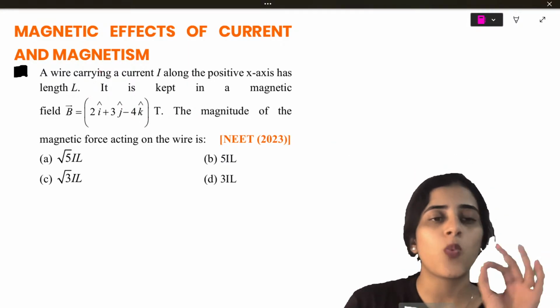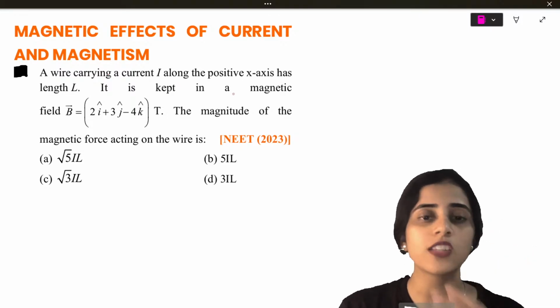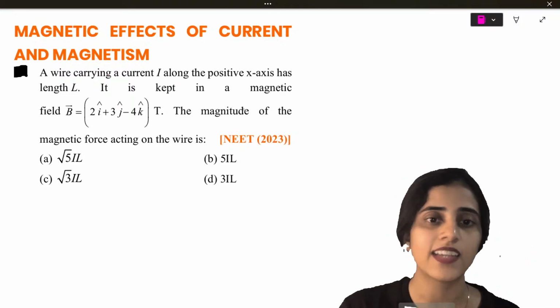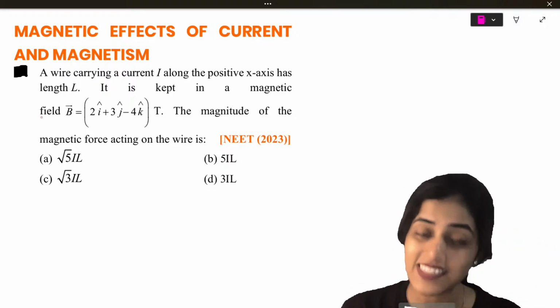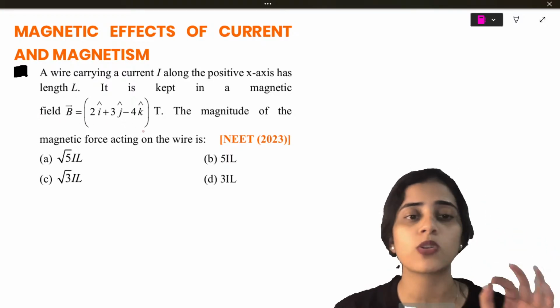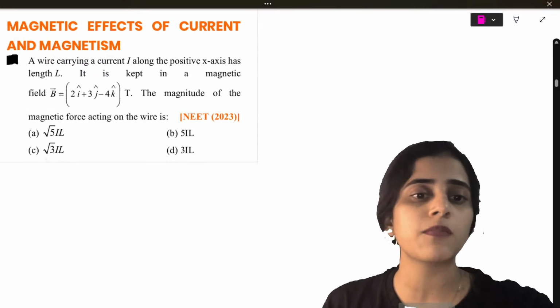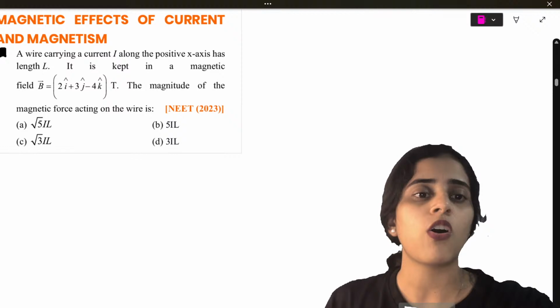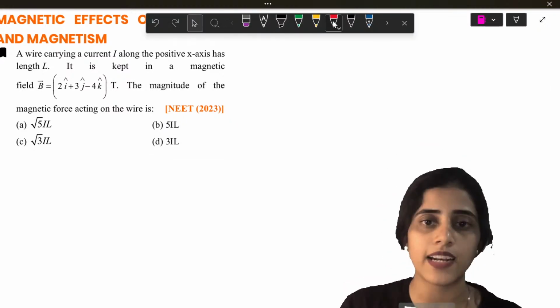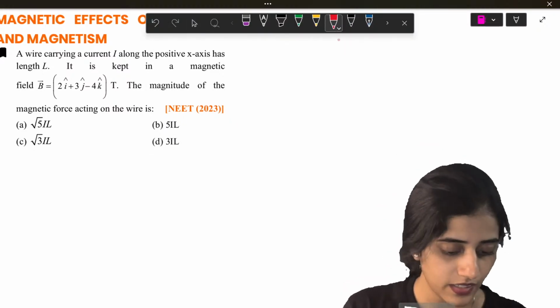A wire carrying a current I along the positive x-axis has length L. It is kept in a magnetic field B, which is equal to 2i plus 3j minus 4k. The magnitude of the magnetic force acting on the wire is? That is the question.